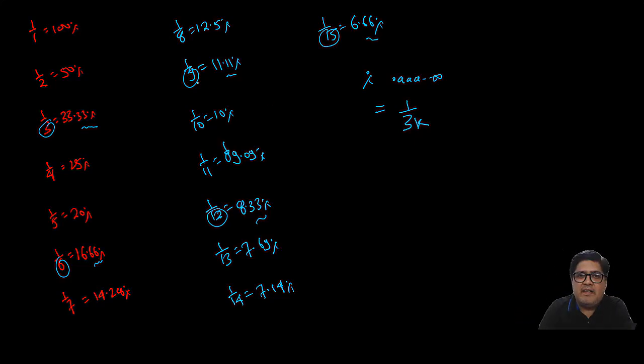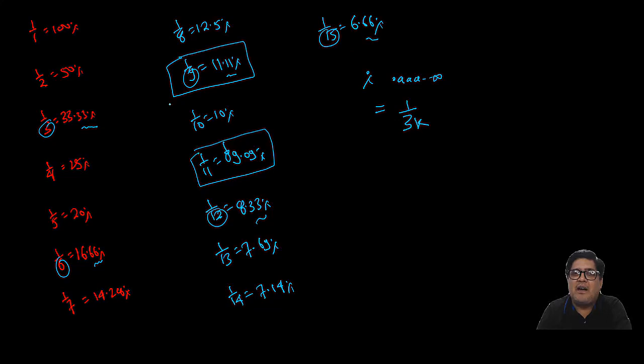Can I say when the denominator is 9, what do I repeat? I repeat 11s: 1, 1, 1, 1. When the denominator is 11, what am I repeating? 0, 9, 0, 9. So 11 and 9 are matched pairs. Don't confuse. You want any multiple of 9.